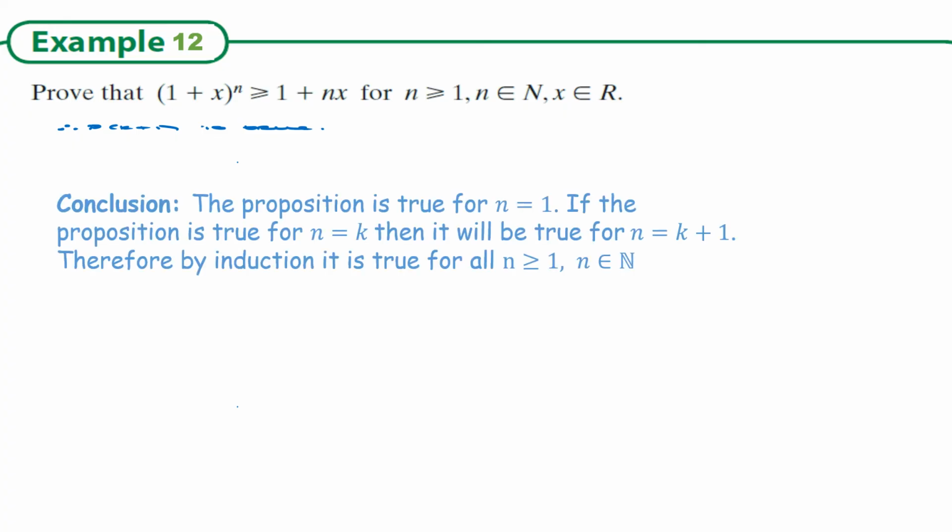And we have our conclusion. The proposition is true for n equals 1. If the proposition is true for n equals k, then it'll be true for n equals k plus 1. Therefore, by induction, it is true for all n greater than or equal to 1, where n is an element of the natural numbers.